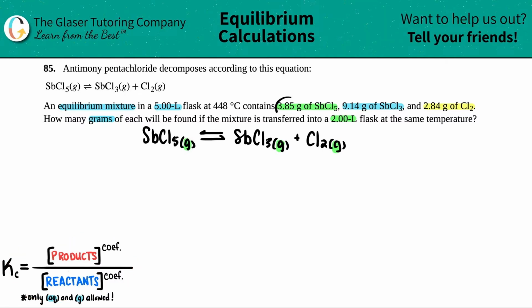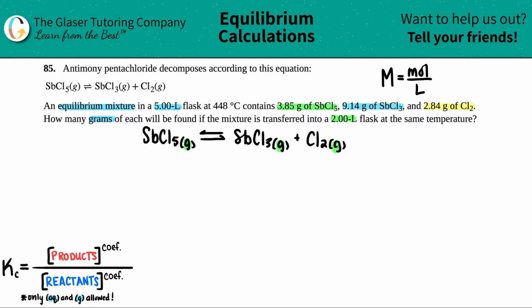Now, the reason why I'm doing Kc and not Kp is by what they gave me. They gave me grams and they gave me a liter. Remember, concentration, these brackets, it's the same thing as molarity. And remember your molarity formula, guys. Molarity equals moles divided by liters. So I can find the molarity, I can find the concentration. I wouldn't be using Kp because they didn't give me pressure values here.